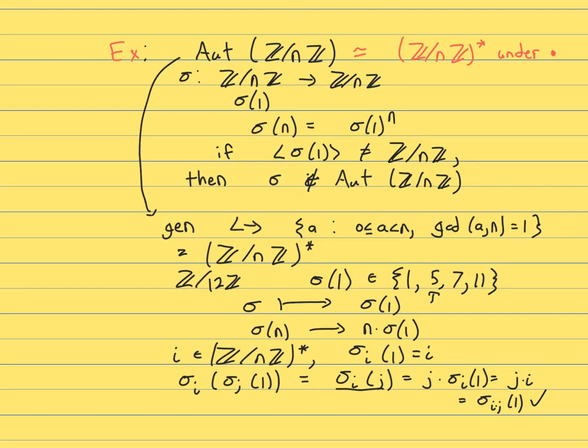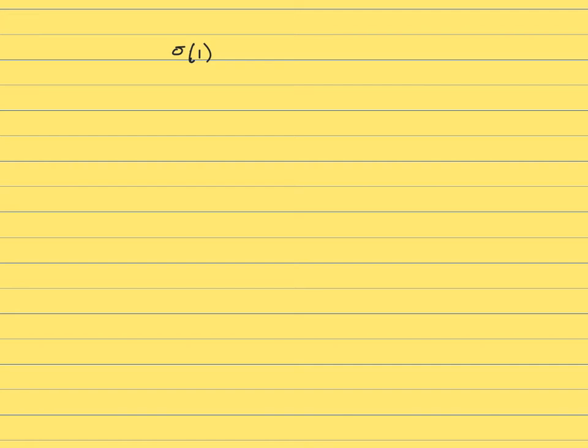So the only thing left to really check is that it's injective. Well, let's check its injectivity. Well, what's sigma of 1? It's got to be the identity in Z mod NZ, the group of units. But what is that? It's just 1. You have an automorphism from Z mod NZ to itself, and it sends 1 to 1. It is the identity function.